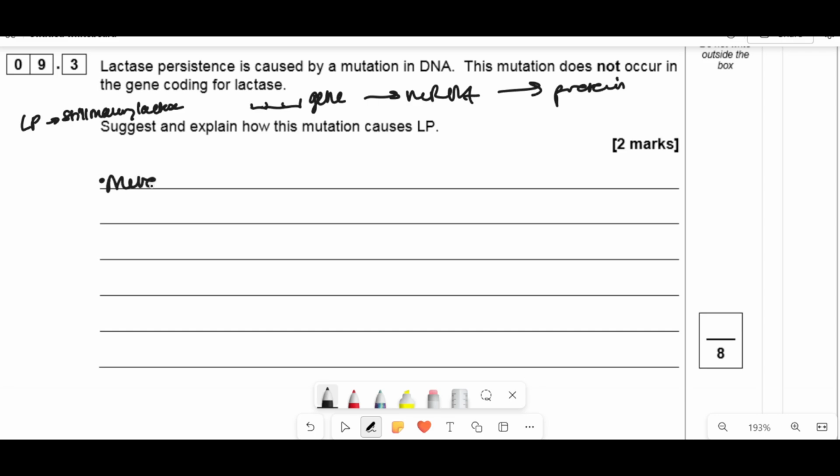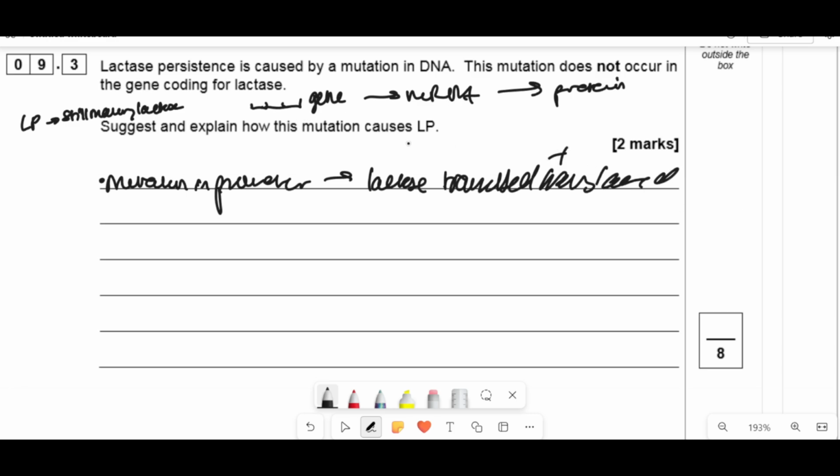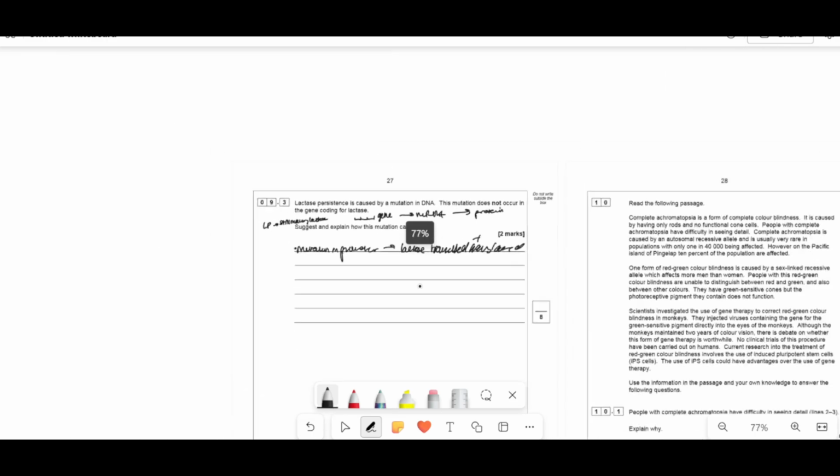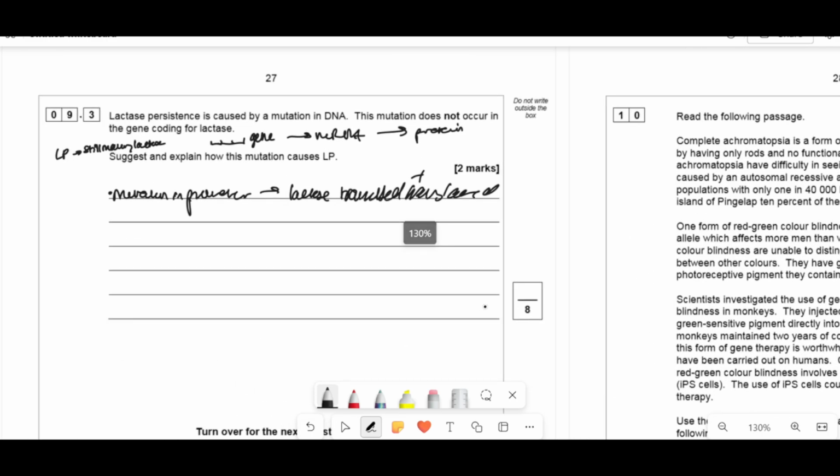I'm going to just go ahead and say mutation in the promoter. You still get lactase production. So you still get lactase is transcribed and translated. The whole topic is about the bridging of genes and the proteins, which is going to involve transcription and translation. All of these topics, when it comes to expression, is talking about things screwing up or changing transcription and translation.